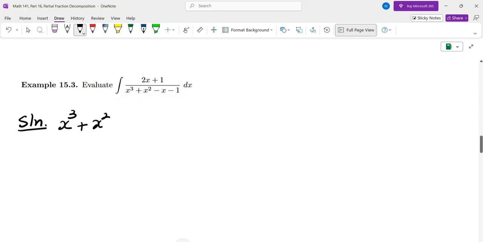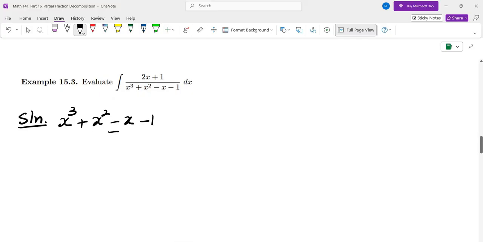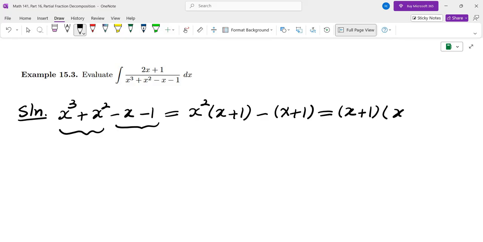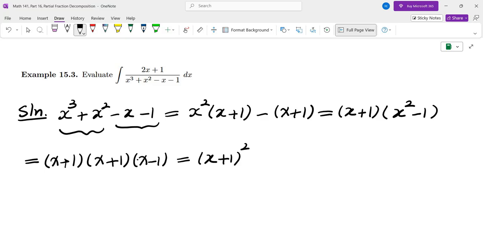x cubed plus x squared minus x minus 1 can be factored by grouping. So we're going to group these into two groups of 2. We get x squared times x plus 1. We are going to factor a negative sign from the second group. So we get x plus 1 times x squared minus 1. We need to factor this completely, so we get x plus 1 times x plus 1 times x minus 1, which is x plus 1 squared times x minus 1.